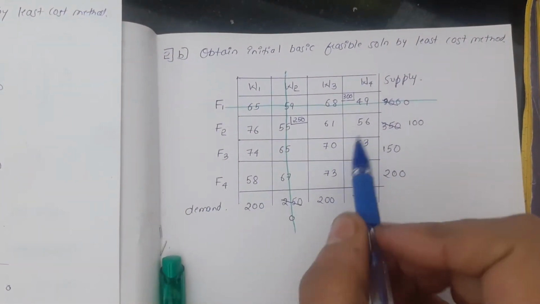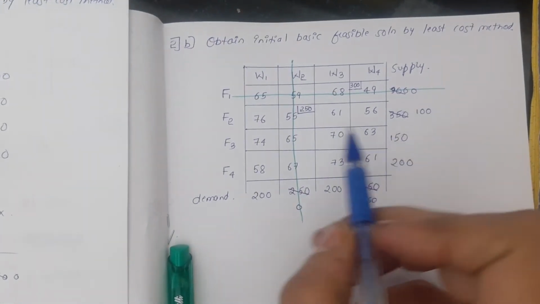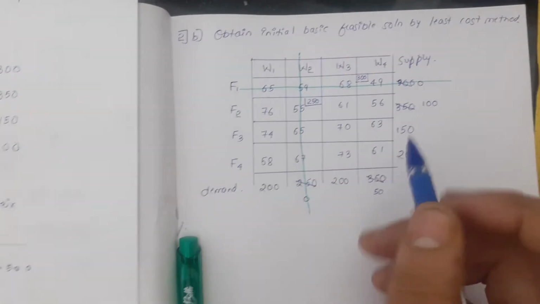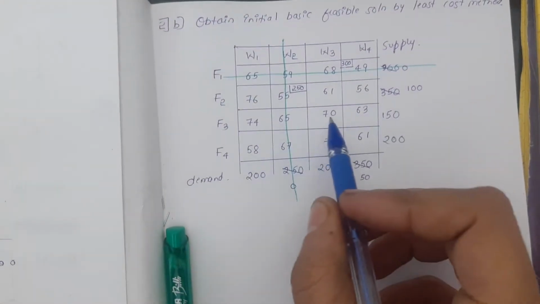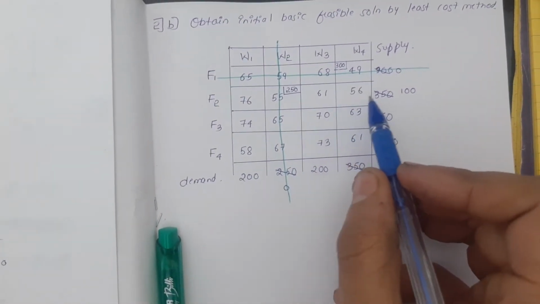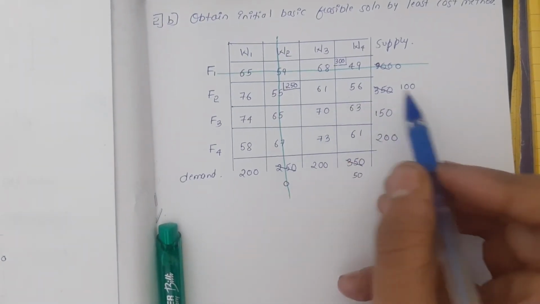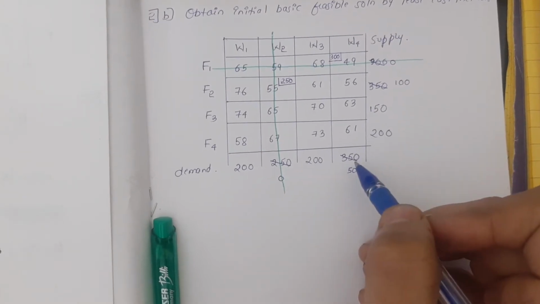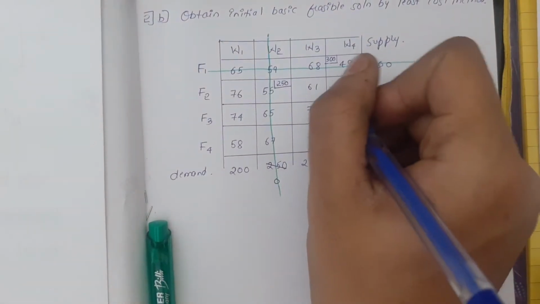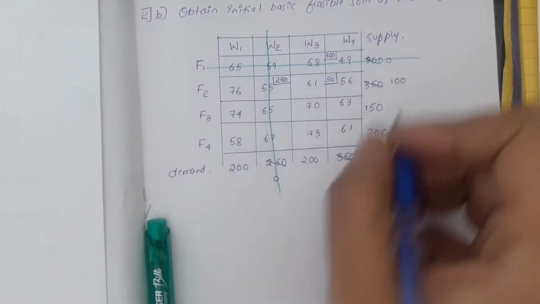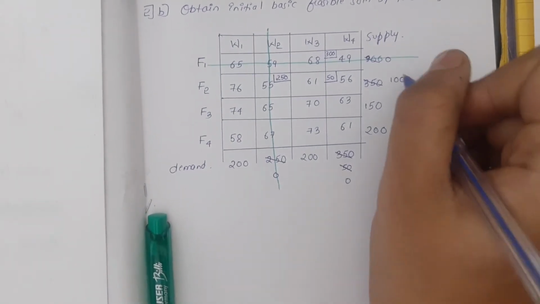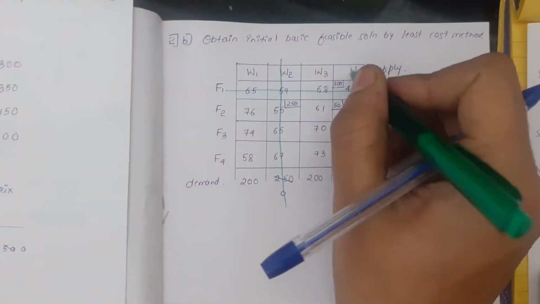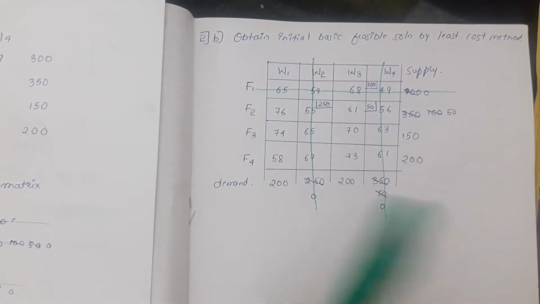Now we again repeat the step by finding out the least element among all these. Among all these, we can see that the least element is 56. For this 56, we have a supply of 100 and a demand of 50. So for this 56, we allocate a demand of 50. After allocating, this 50 becomes 0 and this 100 becomes 50. So this particular column W4 again gets eliminated.